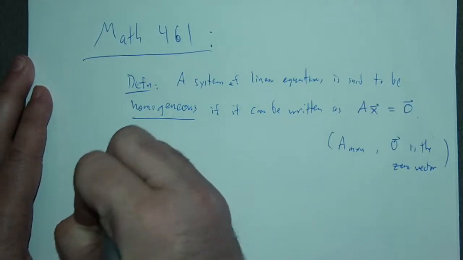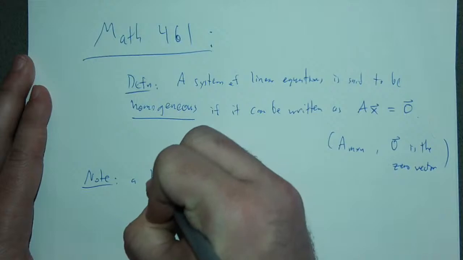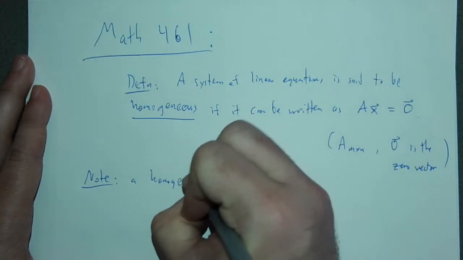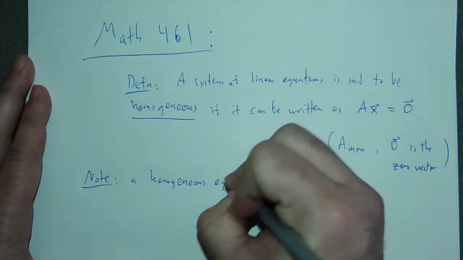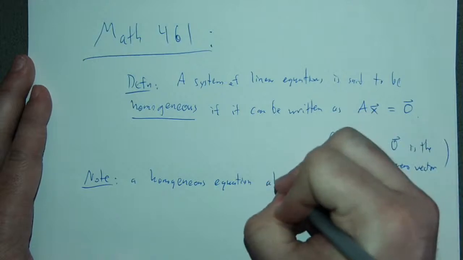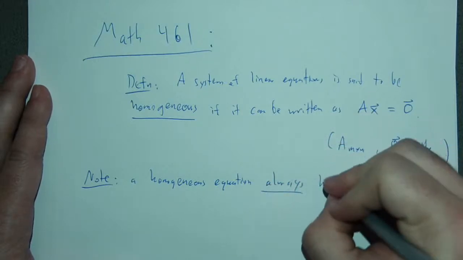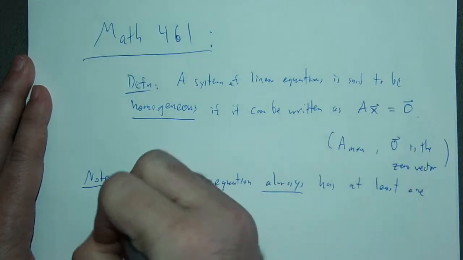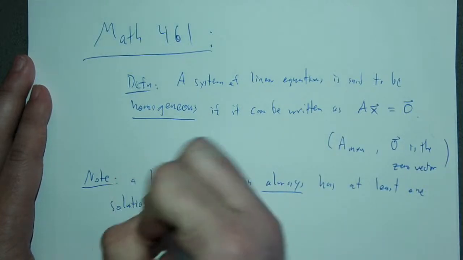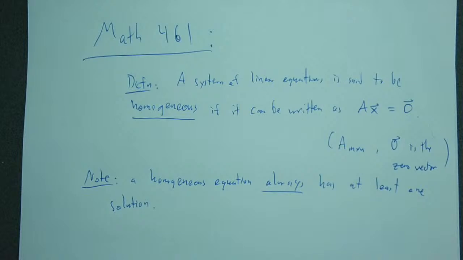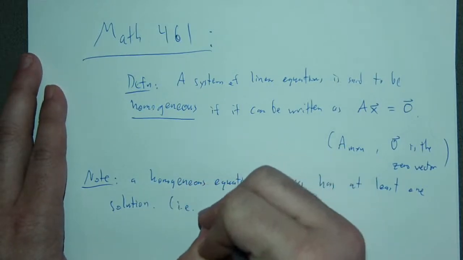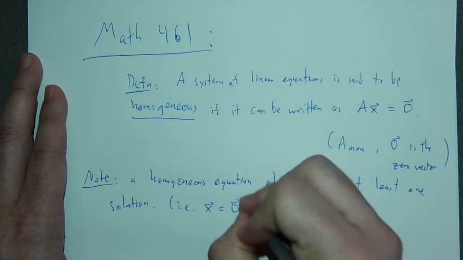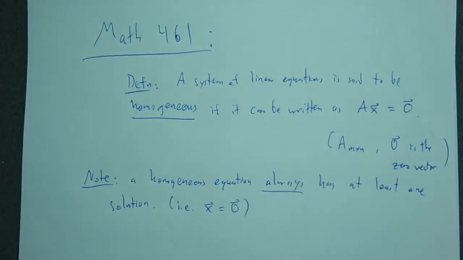Note a homogeneous equation always has at least one solution. And you might be thinking, what is that? Well, if I take x to be the zero vector, this is a solution, right?